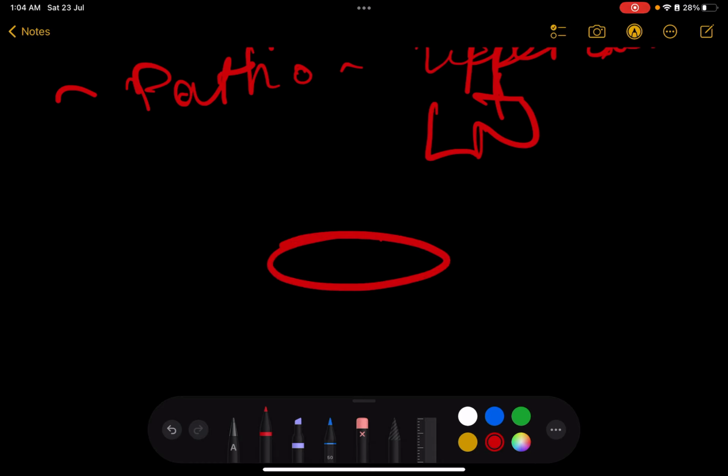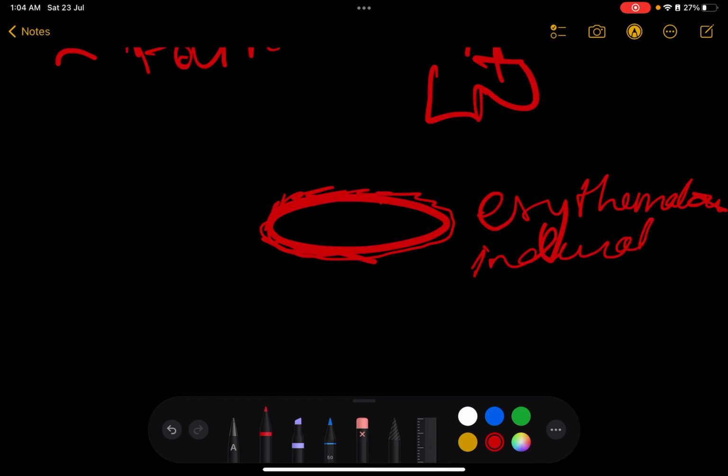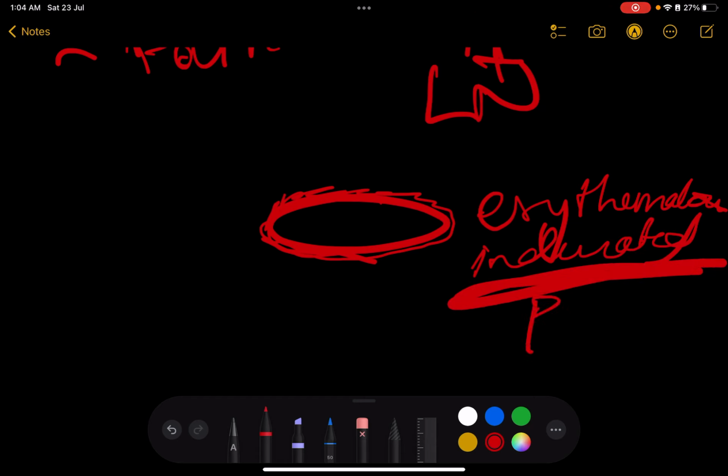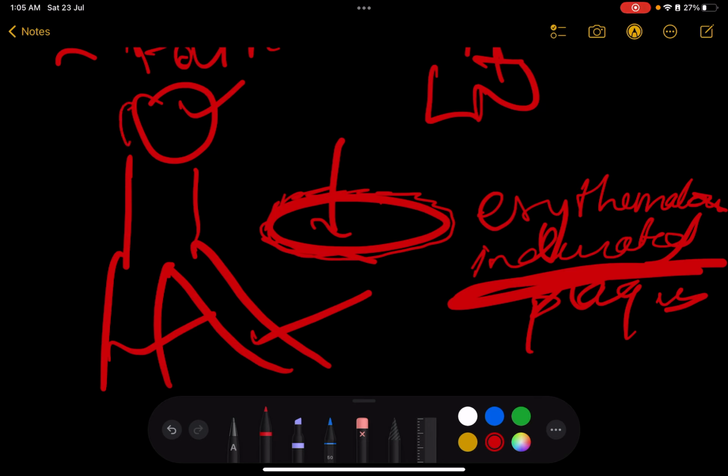How's the lesion? The lesion is well defined, with raised margins. It's well demarcated from the normal skin, and it is erythematous. It's indurated, as in hardened, and it's a tender plaque. That means on application of pressure, it's going to be painful. Where is it located? It's located on the lower extremities and on the face, and it can also involve the pinna. So it's just a red erythematous plaque.